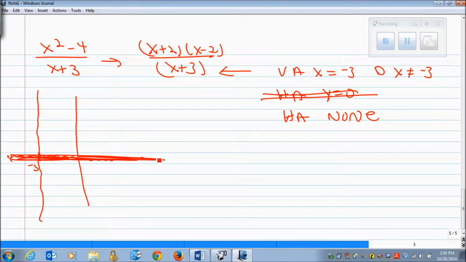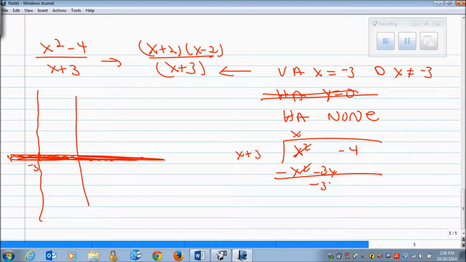All right, so how do we find a slant? Well, we know we have a slant because the degree is only greater by 1. So if that was an x cubed over x, we wouldn't have one. But because it's just bigger by 1, we could have a slant asymptote, and we find that by long division. So I'm going to go ahead and do x squared minus 4 divided by x plus 3. It'll be an x squared, x times x is x squared, x times 3 is 3x, and then nothing, and I would subtract. So I get negative 3x minus 4. And now x goes in there negative 3 times, and I don't even need to finish. Right here is going to be my slant asymptote.